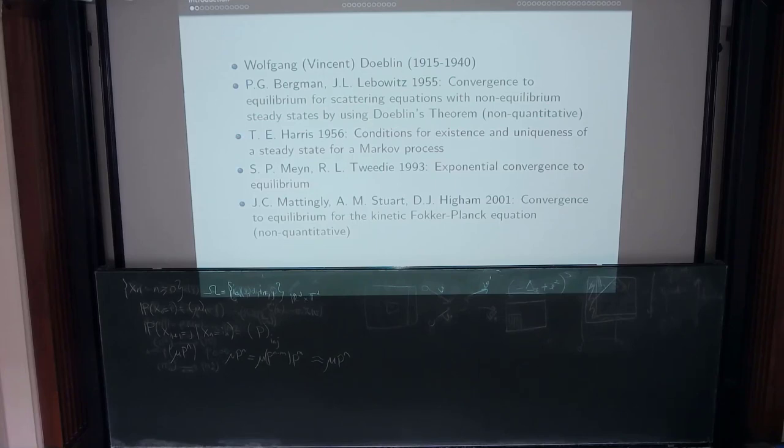And then in the 1956 paper, Harris mentioned the conditions for the existence and uniqueness of a steady state for a Markov process. Later on in this paper, these people, by using these ideas, showed how we can show this exponential convergence to equilibrium for a Markov process. And then there is also some book here.